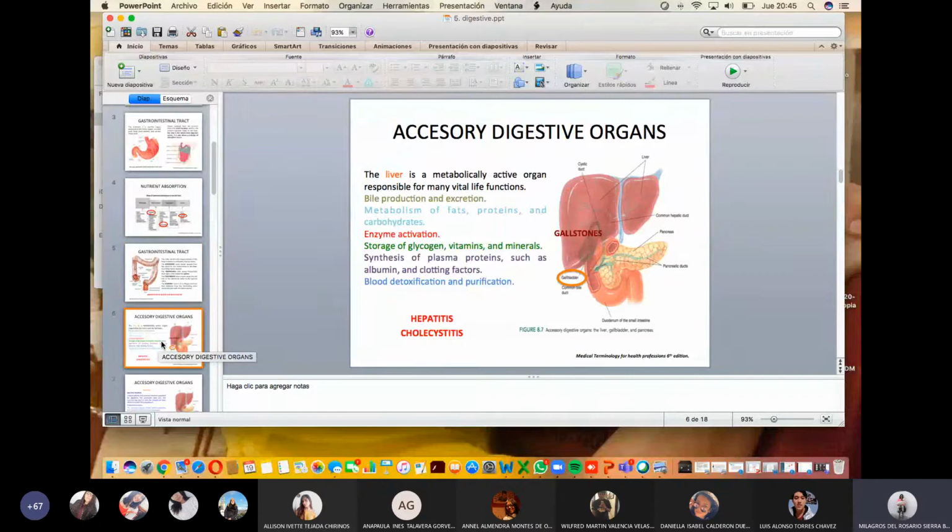Here we can talk about the accessory digestive organs. We have the liver that is the one that is going to produce bile and also help with the metabolism of fat, protein, and carbohydrates, and other functions, for example, blood detoxification. Do you guys know where the bile is stored? Camila, Alison?